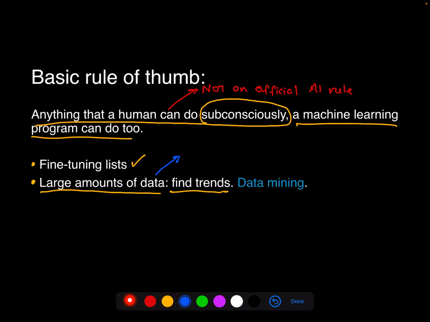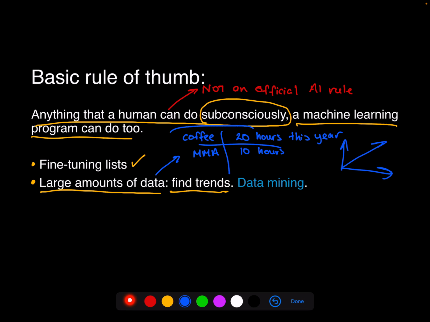And over time, it creates a table of topics that you're interested in. So let's say coffee, you spent 20 hours this year on Instagram posts on coffee, and MMA, you spent 10 hours. Well, it's not going to draw a graph actively, but it's going to deal with the data, find a trend, and then show you more of your coffee videos.